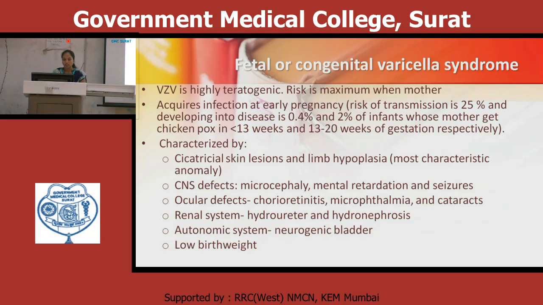Characterized by cicatrizal skin lesion and limb hypoplasia. CNS defect: microcephaly, mental retardation and seizure. Ocular defect: chorioretinitis, microphthalmia and cataracts. Renal system: hydroureter and hydronephrosis. Autonomic system: neurogenic bladder and low birth weight.